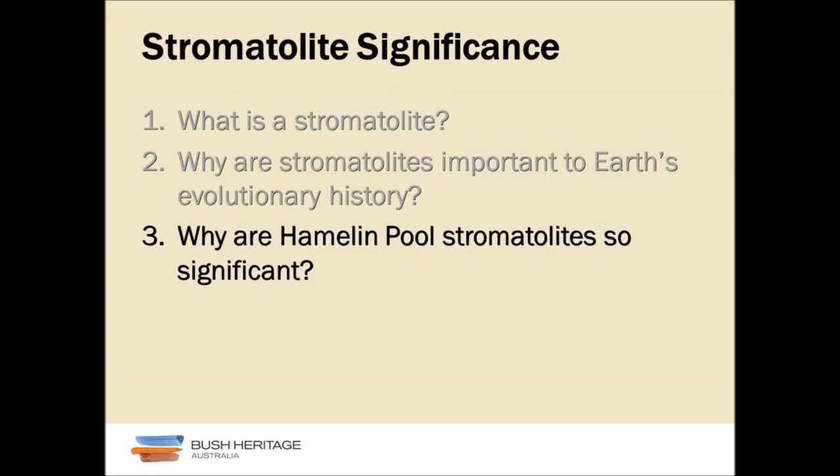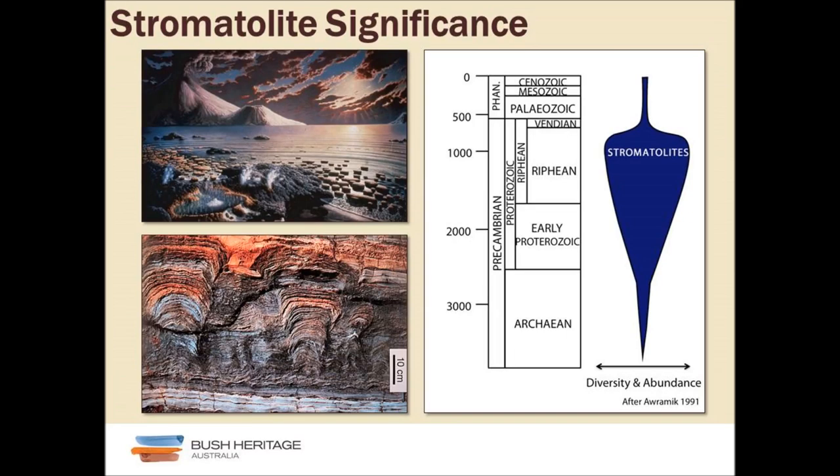Now we get to Hamelin Pool and why the stromatolites in Hamelin Pool are so significant. So if we look at a diagram of early Earth, this is after Awramik, the diagram on the right. So this is stromatolites through time. You've got the first appearance of them at about 3.7 billion years, and as you move up the diagram, you're moving up through time to the present.